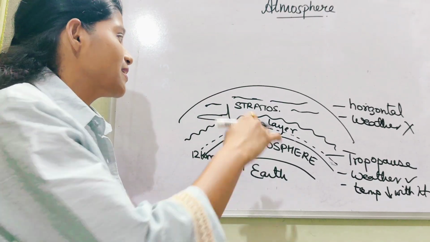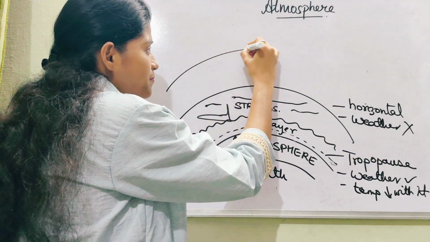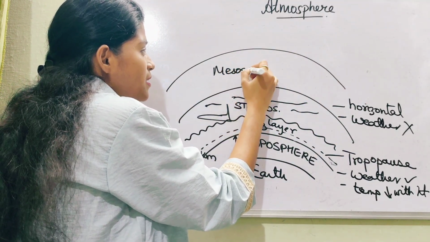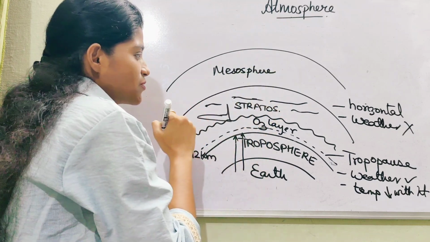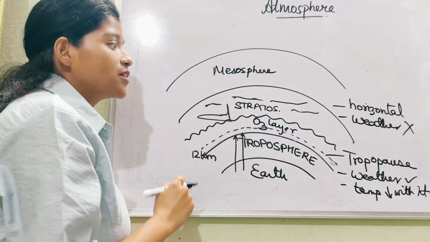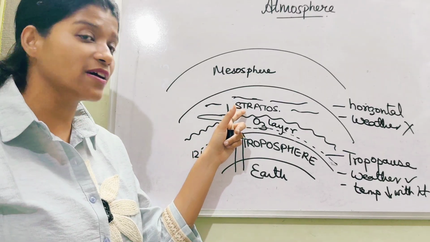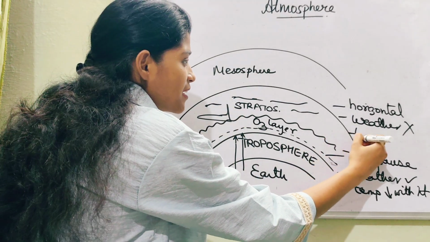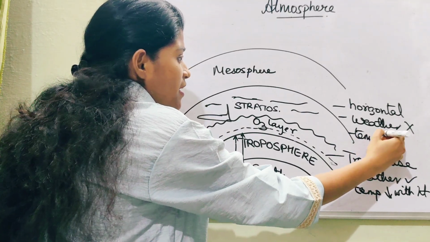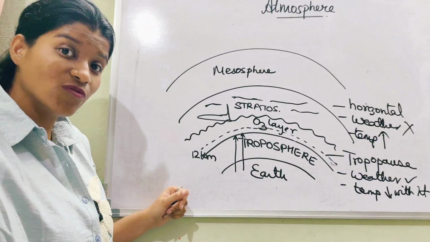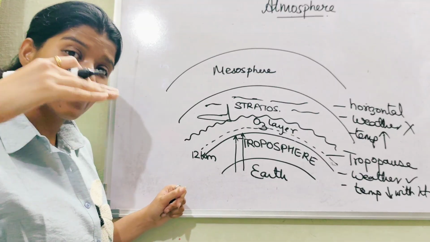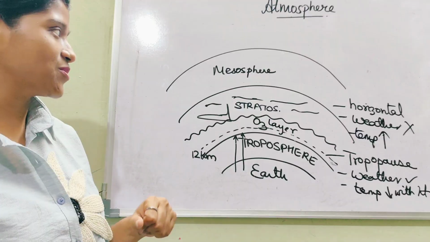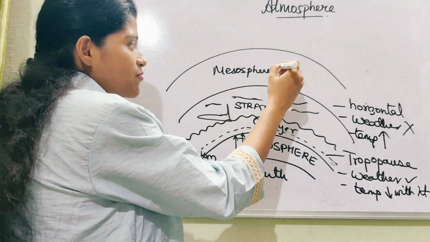Okay, the next layer is the mesosphere. One more important thing I forgot to tell you is that in the stratosphere, temperature increases with height. As you move up and up, the temperature will go on increasing. Next is the mesosphere. Now what happens in the mesosphere?